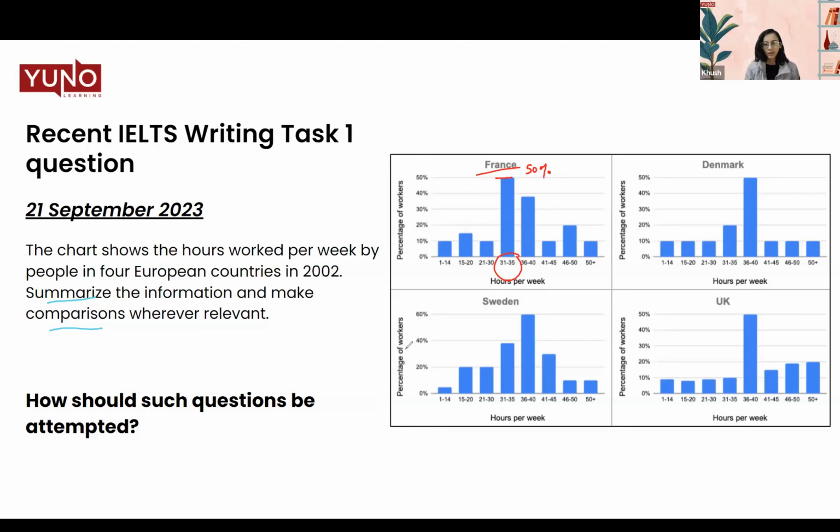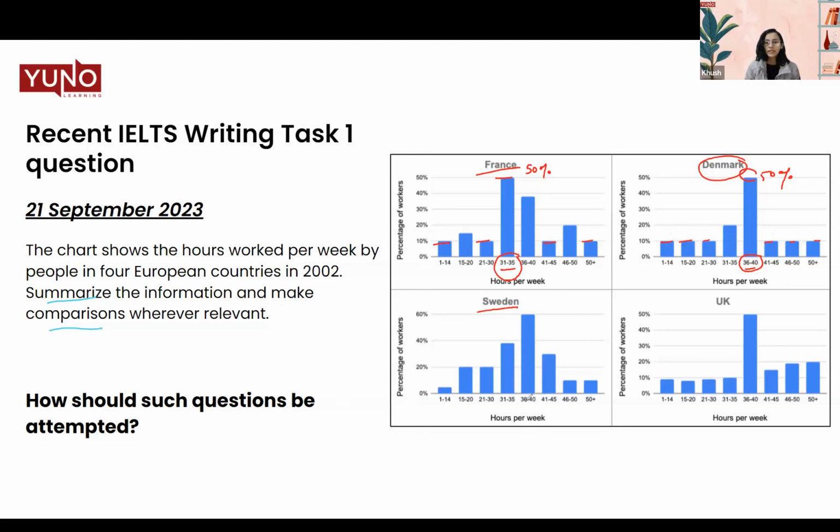Any other inference that you can make out of here, any other property that is striking out to us? Then we can see the lowest is 10%, but there are several categories for 10%. We'll just keep a mark here. For Denmark, we can see the highest is 36 to 40, and this is at 50%. Here it was 31 to 35, here it is 36 to 40. And then if we talk about the lowest number of hours, there are 10% and there are several categories for it. Moving on to Sweden.